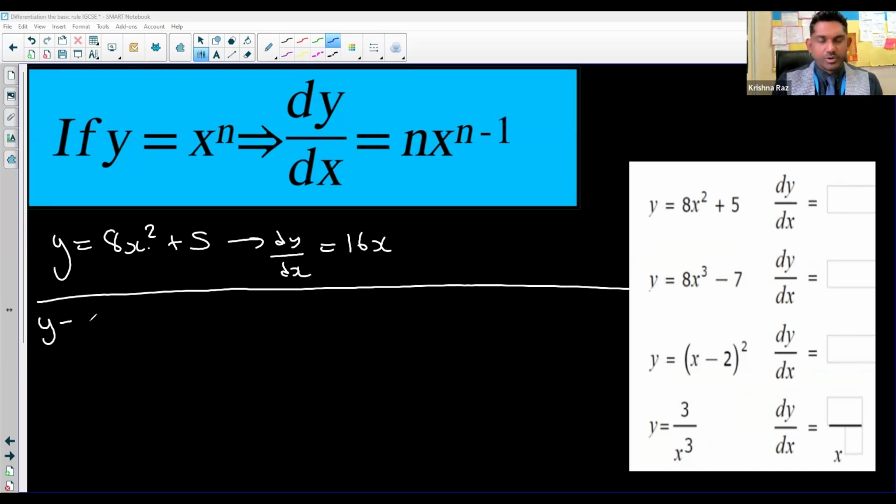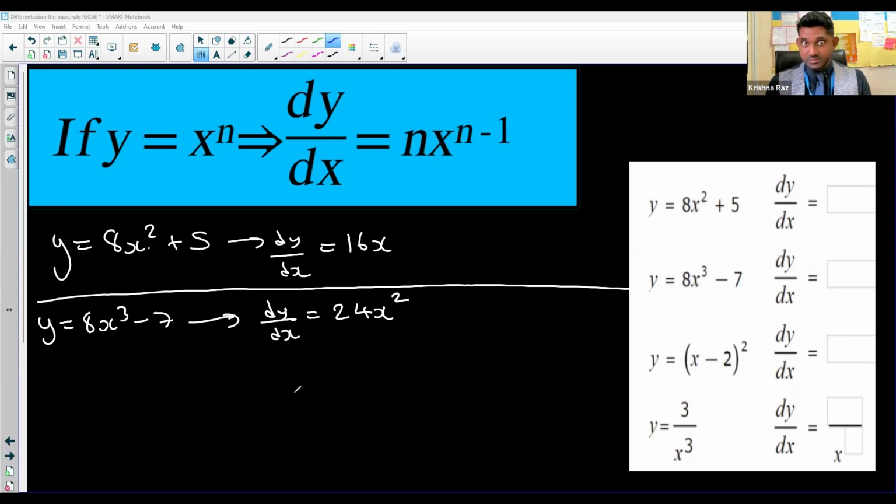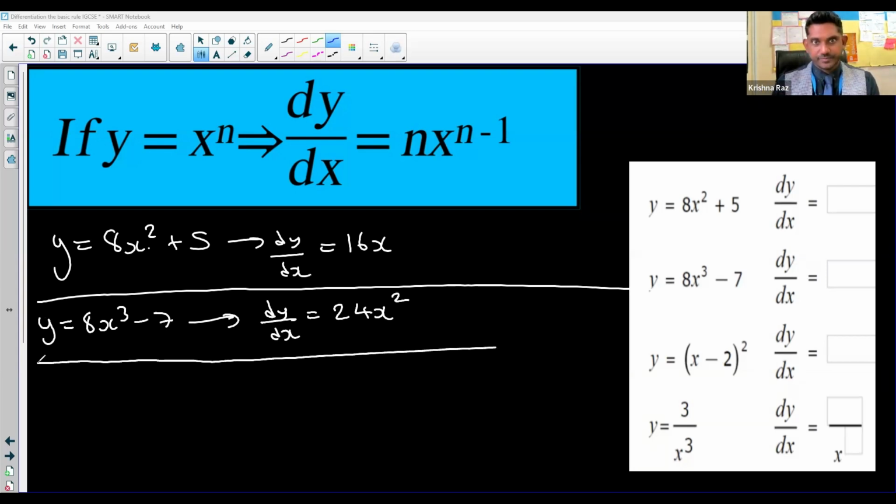The next one, if we've got y equals 8x cubed minus 7, we have to do 8 times 3, x to the power of 3 take away 1. Again, if we differentiate minus 7, we get 0. So that is the answer.